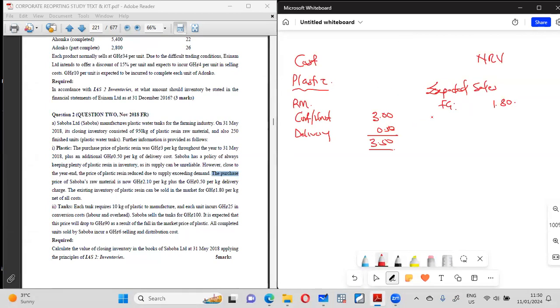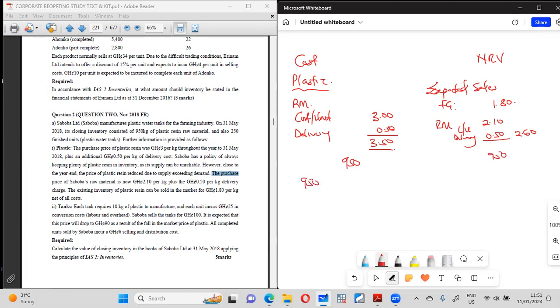And the value of the raw material, we are now told that the raw material is at what? 2.10 cost. Then delivery, so cost per unit, delivery is how much? 0.50. That gives us what? 2.60. So that is that. Don't forget here, the quantity we are looking at is what? 950, right? The quantity here is also 950. So let's do the multiplication.